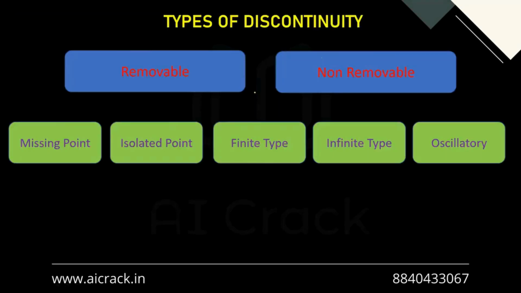Okay, and now let's talk about different types of discontinuities, and we have two broader types: removable and non-removable. In case of removable, we say that limits exist. In case of non-removable, we say that limits don't exist. Now that is the basic differentiation between these two types. For removable, we have two further subdivisions: missing point and isolated point. In case of non-removable, we have three subdivisions: finite, infinite, and oscillatory. Let's look at each of them individually in detail.